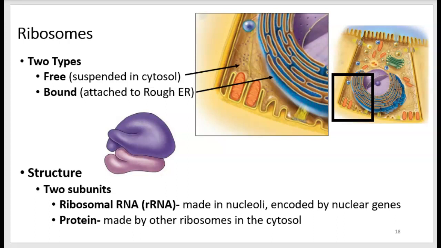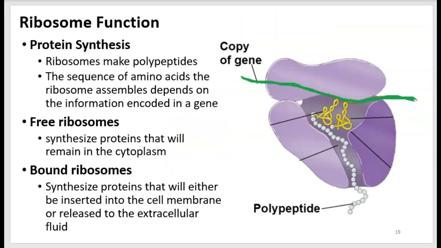And both of the subunits contain ribosomal RNA that's made in the nucleolus, and protein. And that protein has been made by other ribosomes. But the protein and the RNA bunch up together and form these ribosomes. Now we'll look at the function. Now there are similarities and differences between free and bound ribosomes. The similarities first. Both free and bound ribosomes perform protein synthesis.